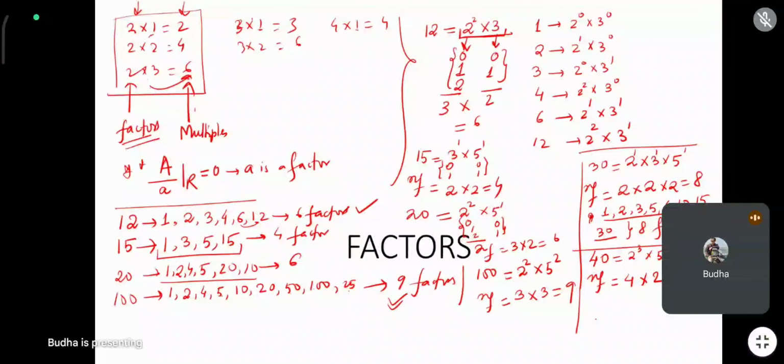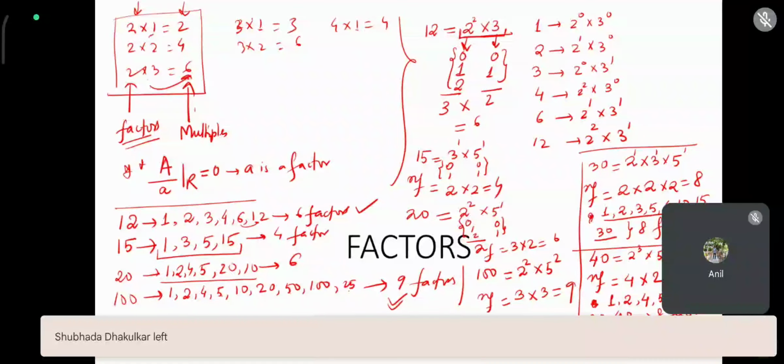So that means, 1, 2, then 4, 5, 8, 10. What else? और कुछ मिसिंग हुआ? 1, 2, 4, 5, 8, 10, 20, 40. So कुल मिला के total 8 factors. Understood, everyone?